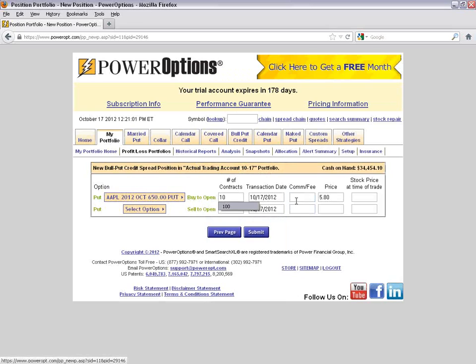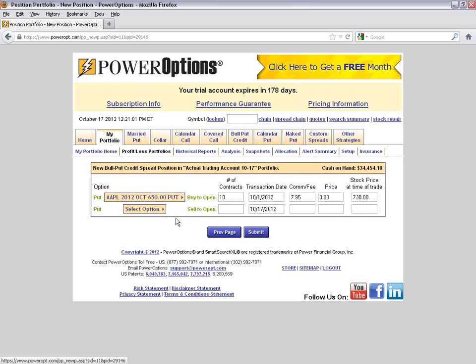Let's keep the math simple here. We'll do 10 contracts. And let's say we put this at 10-1 again. Commission fee of $7.95, maybe a bit higher, but that's okay. Now we didn't get it at $5.80. We've probably been able to buy to open the 650, I'm sorry, this is the buy to open. Let's just call it $3. And the stock price at the time of trade, let's just say it was around 700.